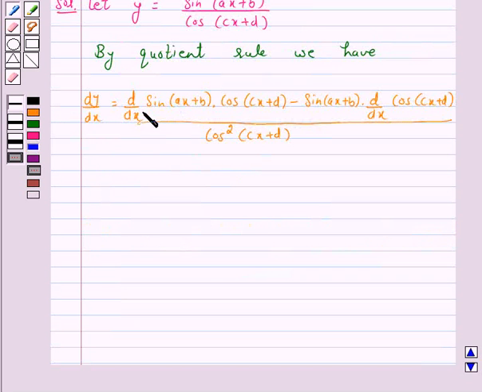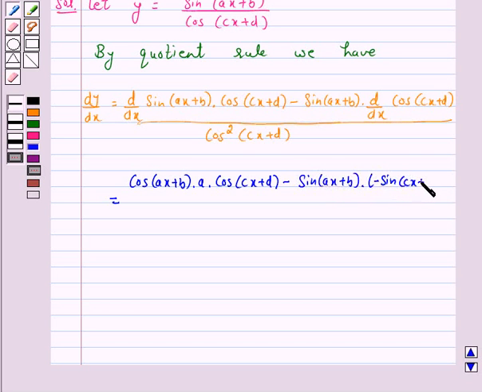Now we know that derivative of sine theta is cos theta and derivative of cos theta is minus sine theta. So we have dy by dx is equal to cos of ax plus b into derivative of ax, that is a, into cos of cx plus d minus sine ax plus b into minus sine cx plus d into c upon cos square cx plus d.